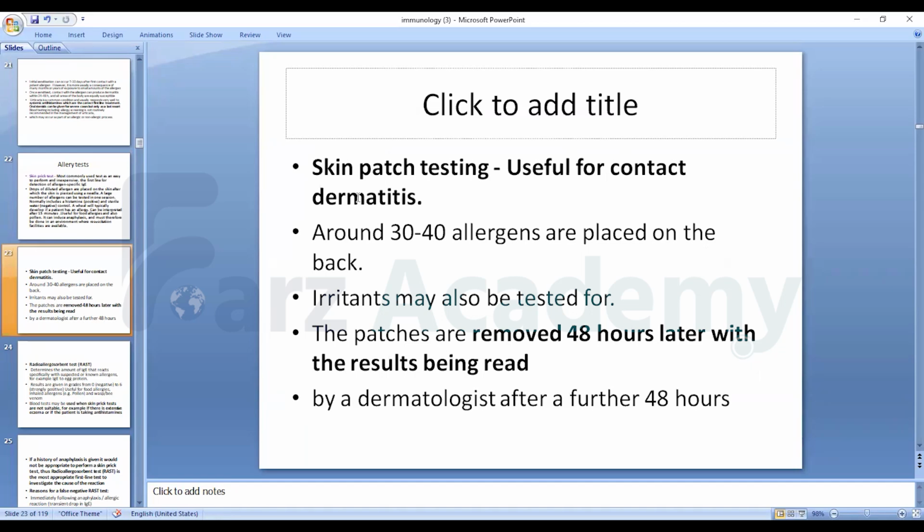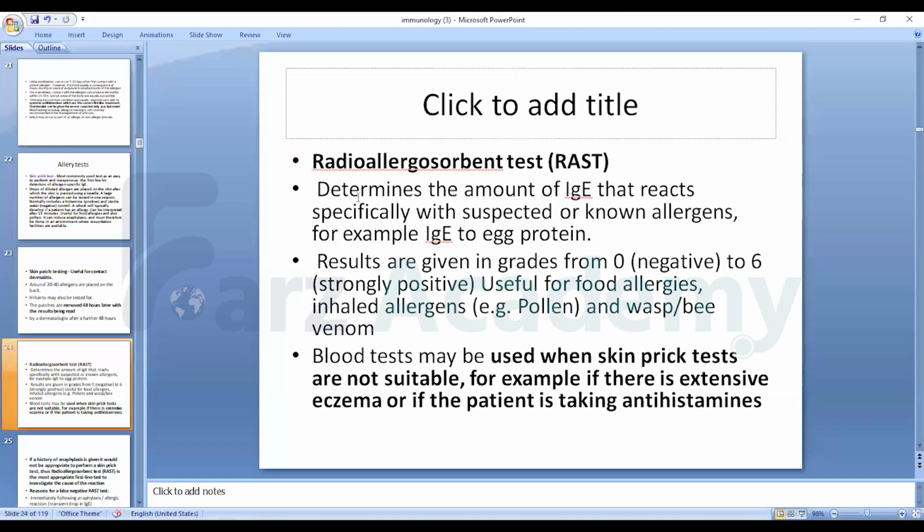So skin patch testing is useful for contact dermatitis. In skin patch testing, 30 to 40 allergens are placed on the back. Irritants may also be tested for. The patches are removed 48 hours later with the result being read by a dermatologist after a further 48 hours.